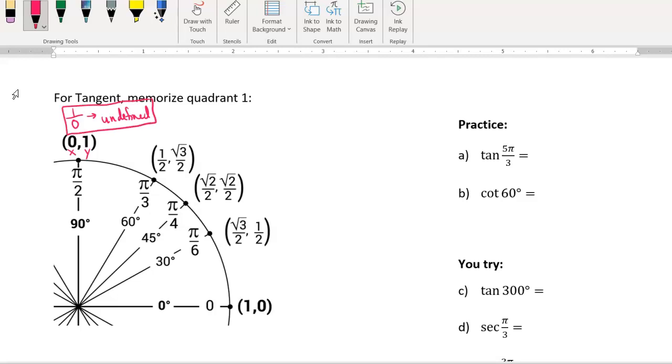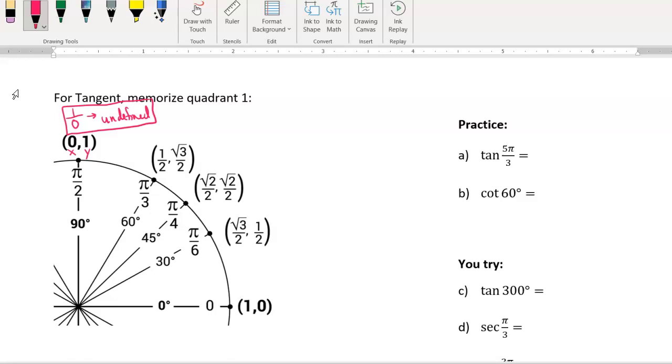So if you're ever asked to find the tangent of pi over 2 radians, or the tangent of 90 degrees, or the tangent of 270 degrees, or the tangent of 3 pi over 2, those would all be undefined because you'd end up dividing by 0. So if you ever end up dividing by 0, your answer for that would be that it's undefined.